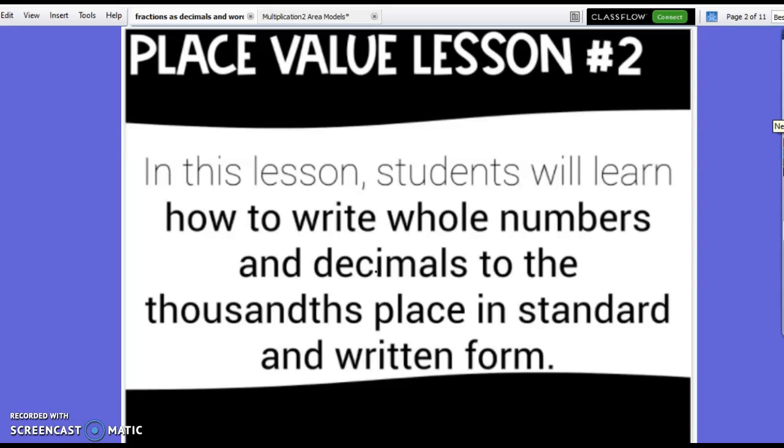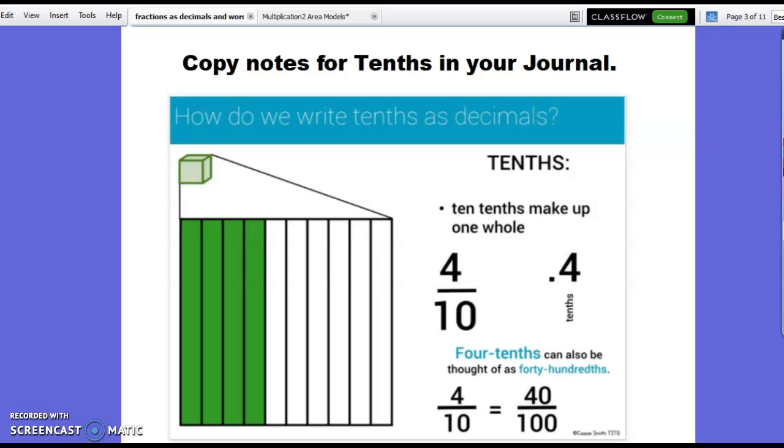In this lesson, you will be learning how to write whole numbers and decimals to the thousandths place in standard form and written form. So we are going to be continuing our practice of converting decimals to read different ways up through the thousandths place today. Again, in your notes, if you need extra help with this: how do we write tenths as a decimal?